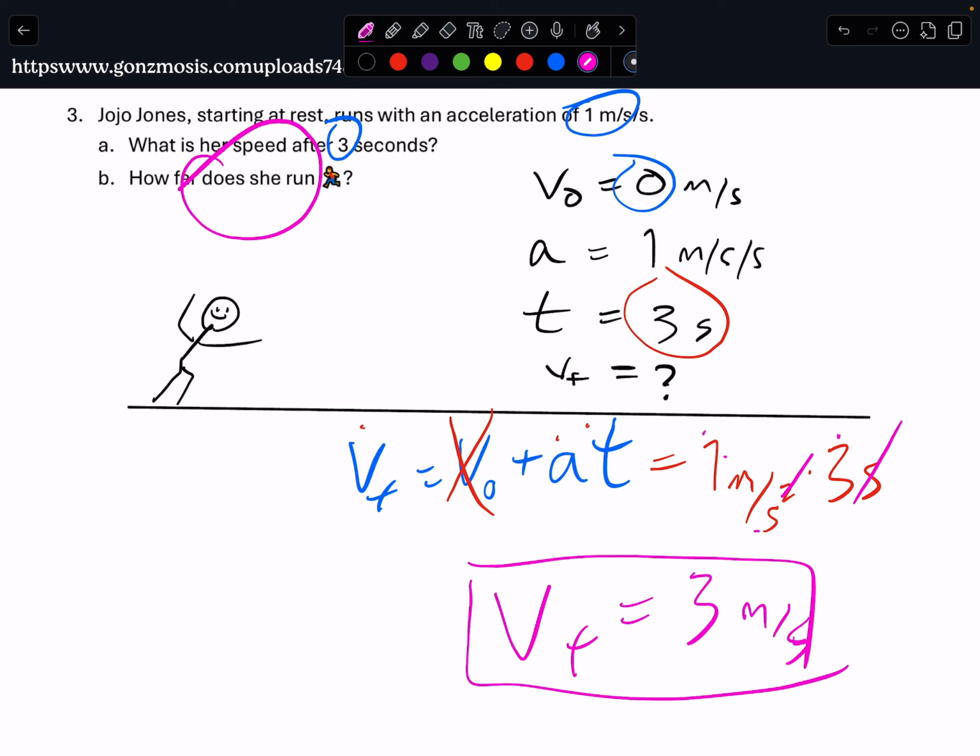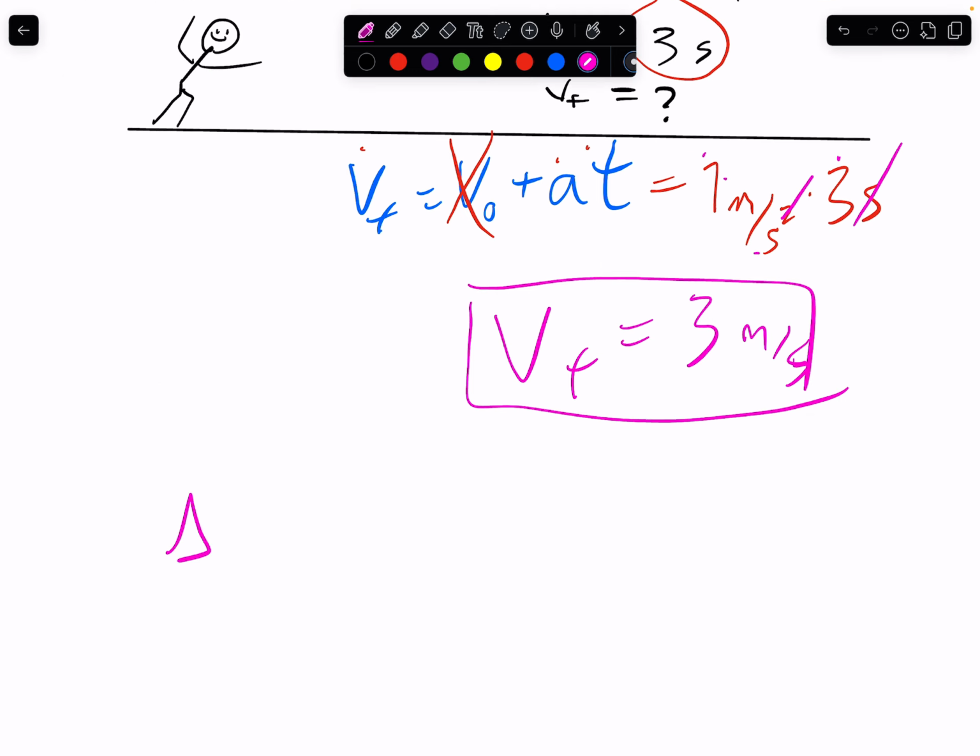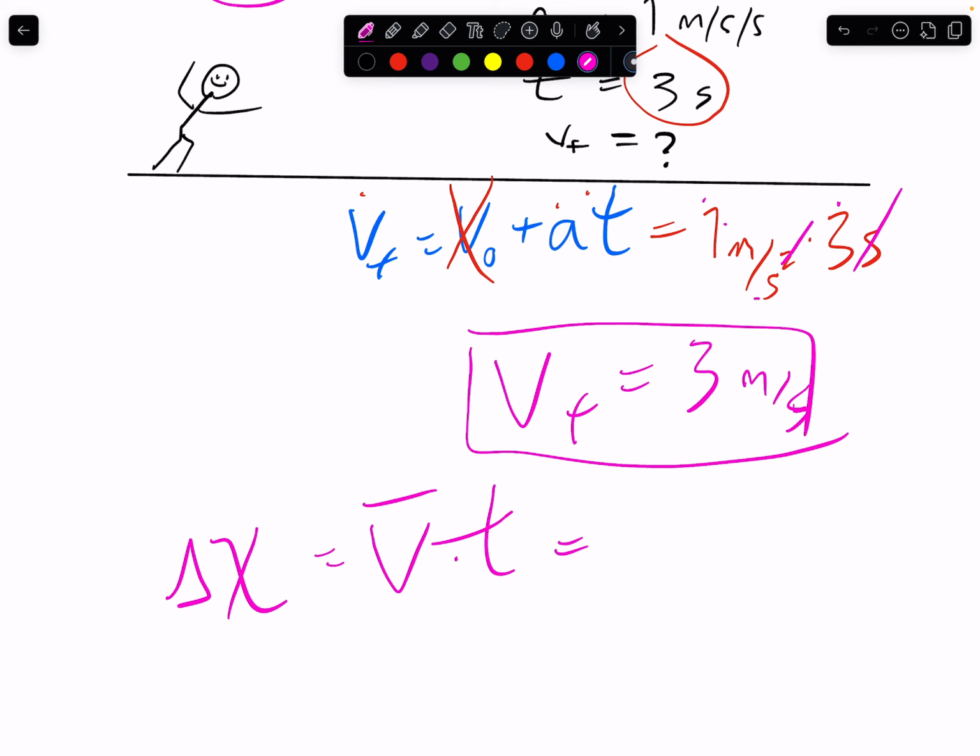And then you want to know, how far does she run? That's delta x. So one way to get delta x is V average times T. If she starts off at 0 meters per second and ends up with 3 meters per second, then V average is the average between 0 and 3, which is 1.5 meters per second, times 3 seconds.